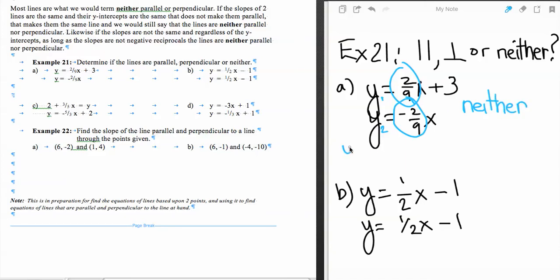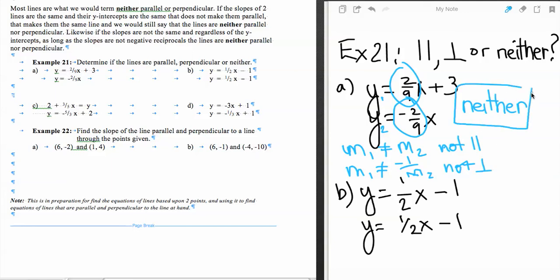So we'll say M1 doesn't equal M2, and M1 doesn't equal the negative reciprocal of M2, and therefore they're not perpendicular. So not parallel because they're not the same, and they're not negative reciprocals, so they're not perpendicular, and that's being quite thorough.